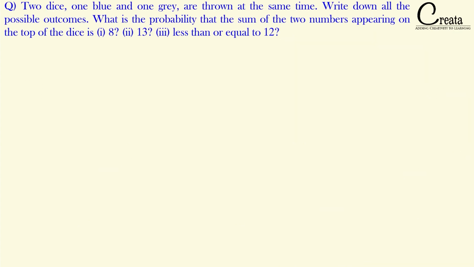Let's move to the next question. The question is, 2 dice, one blue and one gray, are thrown at the same time. Write down all the possible outcomes. What is the probability that the sum of the 2 numbers appearing on the top of the die is first 8, second 13, third less than or equal to 12.